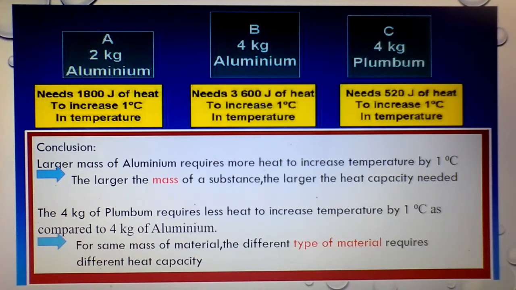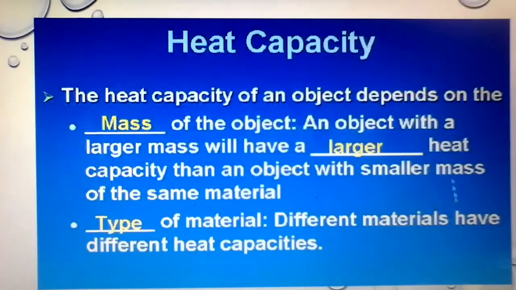So from this activity, what can we say about the factors that affect heat capacity? We can say that the heat capacity of an object depends on the mass of the object. An object with larger mass will have a larger heat capacity than an object with smaller mass of the same material. Second, type of material. Different materials have different heat capacities.